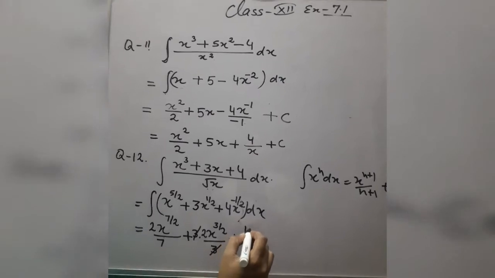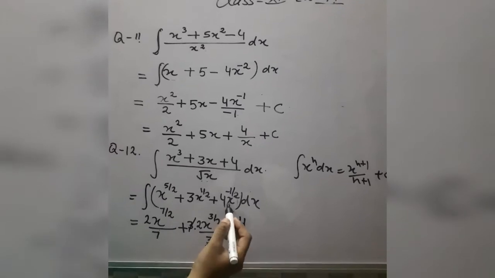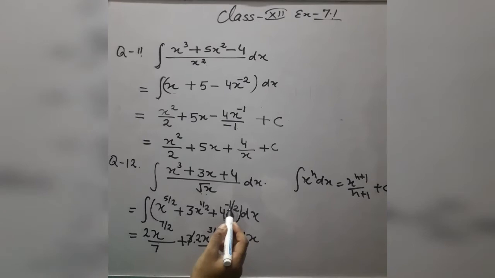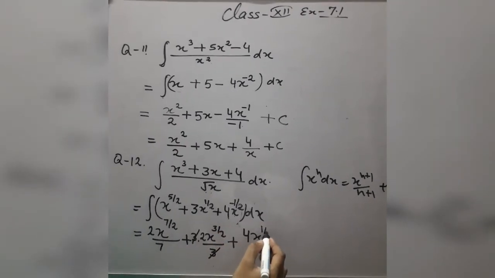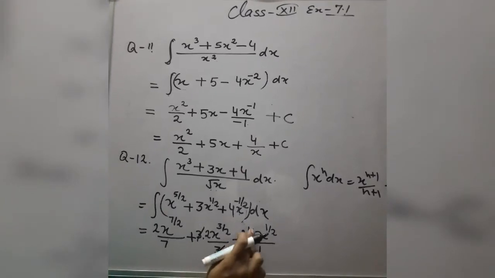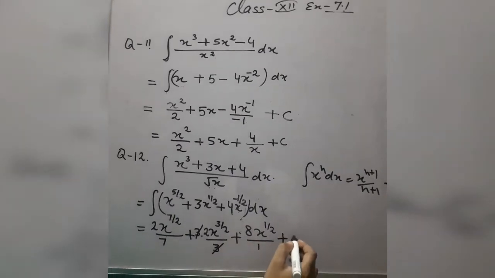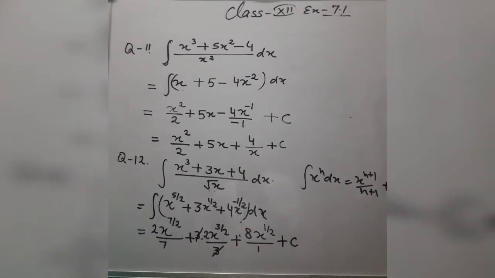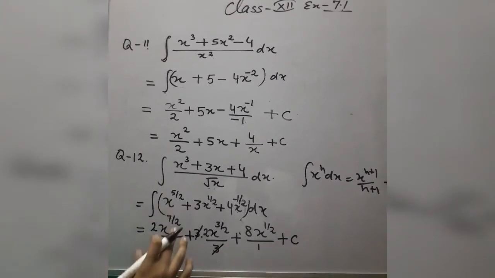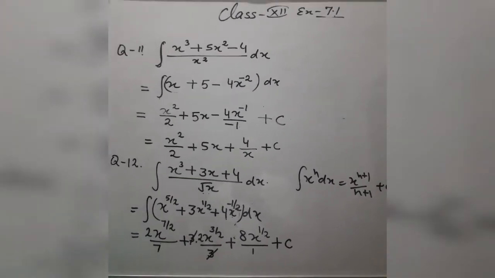And in the next step, this 4 is a constant term, it remains as it is. Integration of x raised to power minus half: again you add 1 to the power, minus half plus 1 becomes plus half, and you divide it by half, meaning 1 by 2, 2 into 4 becomes 8. And in the last you always take the integration constant c. You take this constant in the case of indefinite integration, and we are doing indefinite integration in this exercise. So this is question number 12.